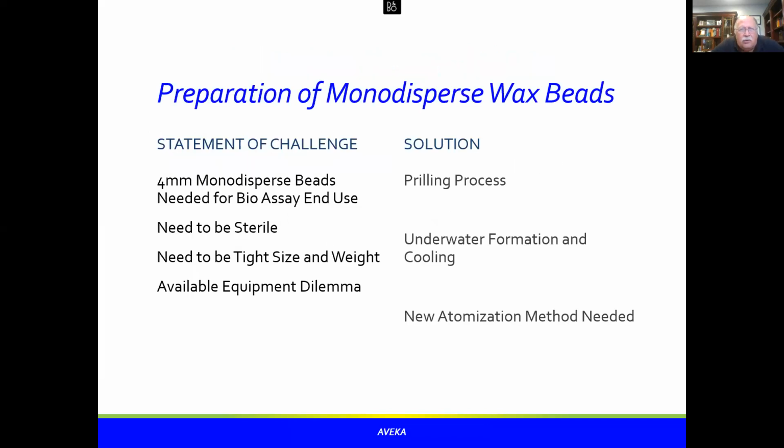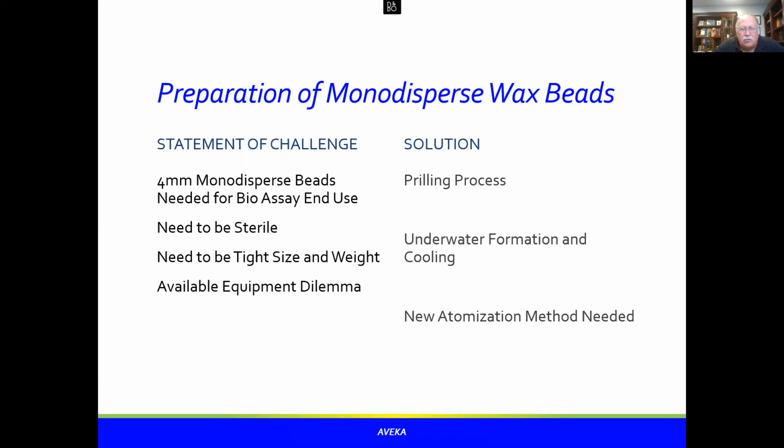And so finally, the third example that I'd like to look at here is preparation of monodispersed wax beads. We were going to make 4 millimeter wax beads for a bioassay end use. They needed to be sterile and they needed to have extraordinarily tight size and weight. And we are faced here with the available equipment dilemma. Let me explain this for just a second.